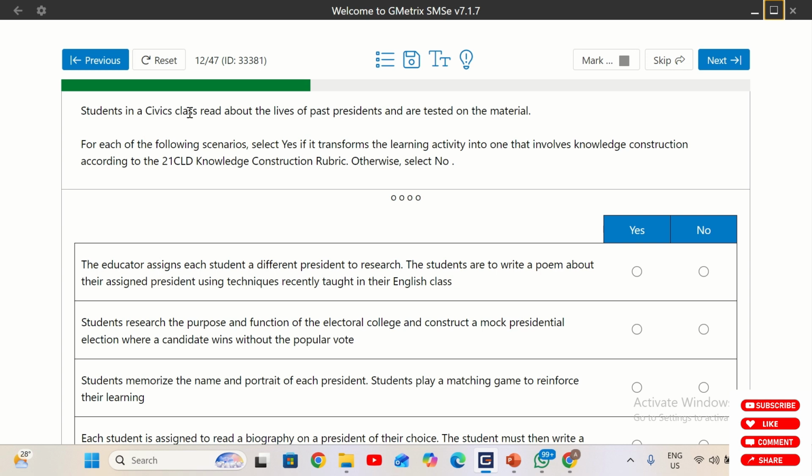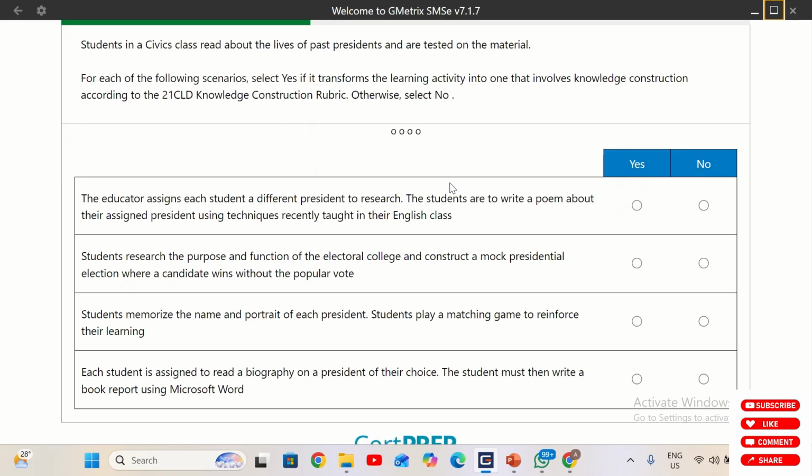Students in a civic class read about the lives of past presidents and are tested on the material. For each of the following scenarios, select yes if it transforms the learning activity into one that involves knowledge construction according to the 21 CLD knowledge construction rubric. Otherwise, select no. Okay, in knowledge construction, this happens when students do more than reproduce what they have learned.